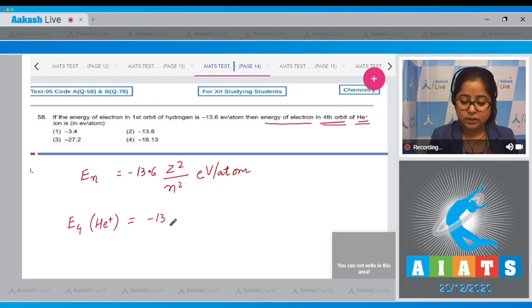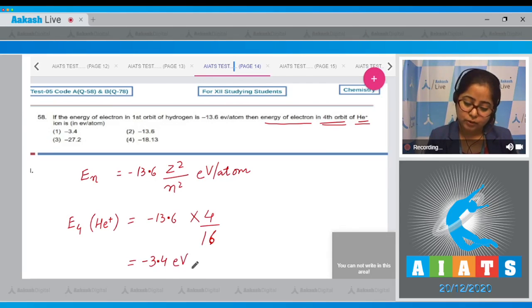Here we have to calculate the energy of an electron in the fourth orbit for helium plus ion, which is equal to minus 13.6 into z square. The value of z for helium is 2, so 2 square is 4, upon n square. N here is 4, so 4 square will be 16, which is equal to minus 3.4 electron volt per atom. That means the correct answer is option number 1. So here I'm writing, answer is option number 1.